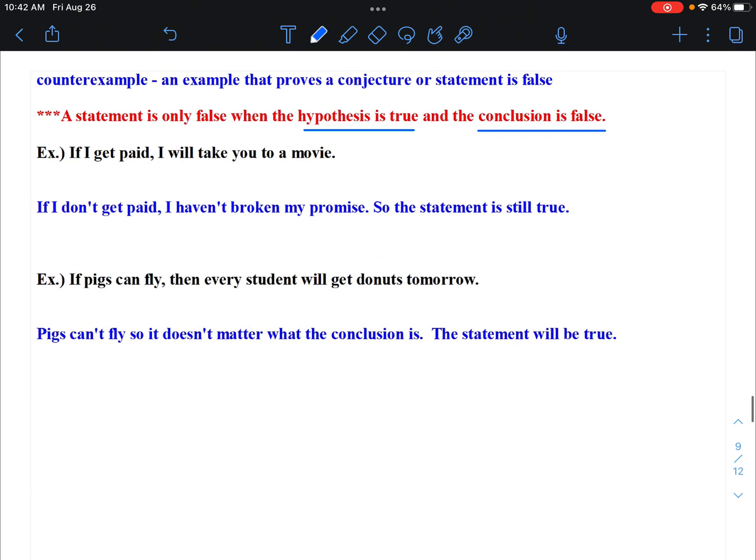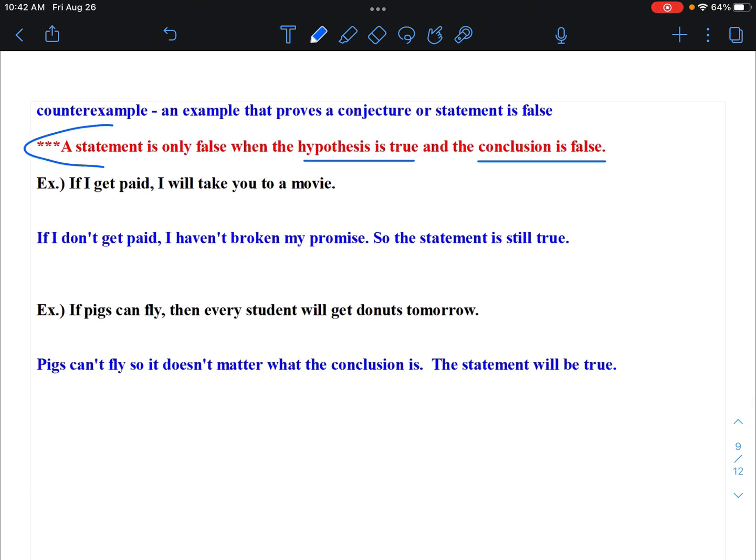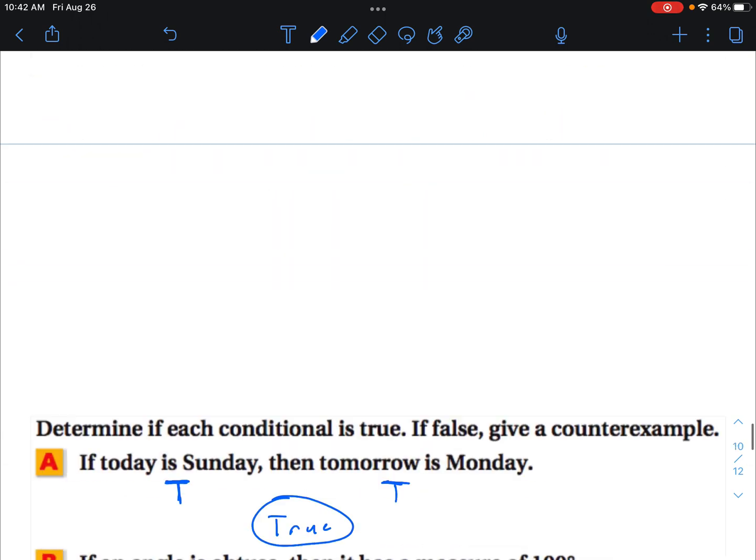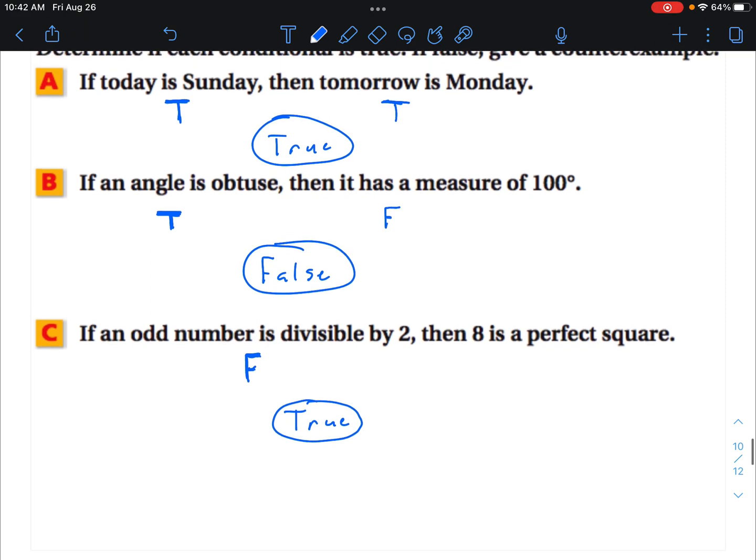Because remember, going back to the red, the only way a statement is false is when the hypothesis is true, but the conclusion is false. So if the hypothesis is false, the whole thing is true. Okay? Even if it says 8 is a perfect square, 8's not a perfect square. So both parts of that were really false.